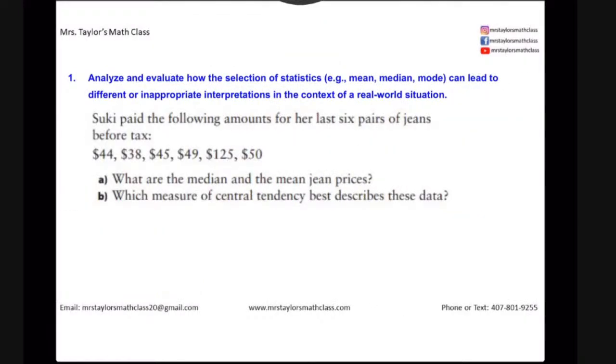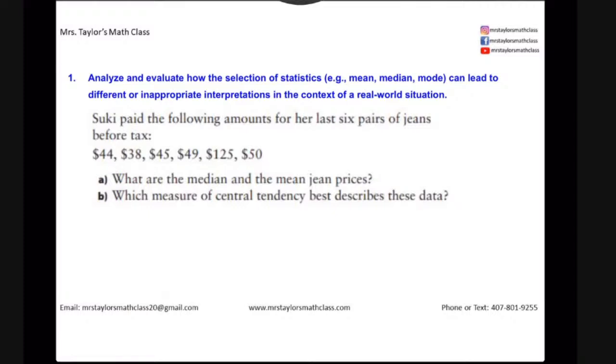Okay, so for this one, it says analyze and evaluate how the selection of statistics can lead to different or inappropriate interpretations in the context of a real world situation. So Suki, I don't know if that's how you say the name, that's how I'm saying it. Suki paid the following amounts for her last 6 pair of jeans before taxes: $44, $38, $45, $49, $125, and $50. What is the median and the mean jean price, and which measure of central tendency best describes these data?